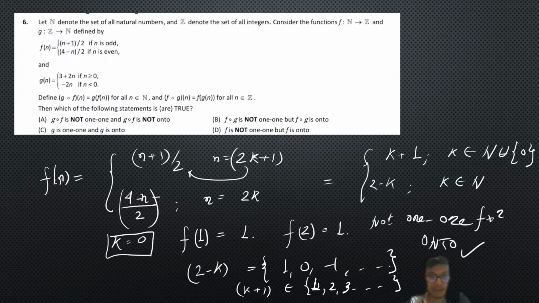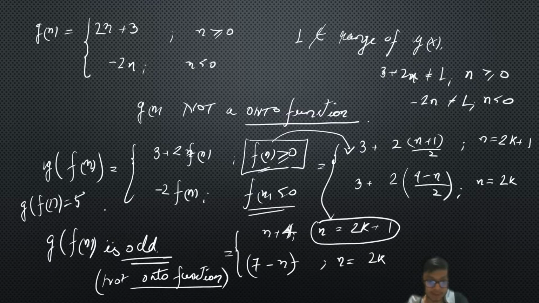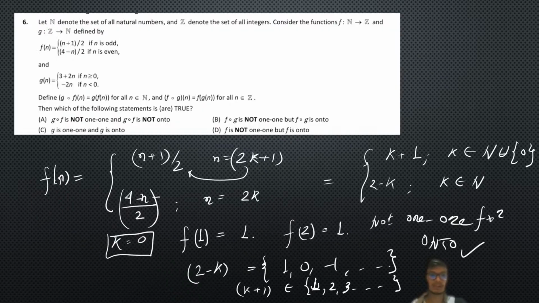By just an observation, g of f of 1 is going to come out as 5, and similarly g of f of 2, because f of 1 and f of 2 have the same value, should also come out as 5. So therefore it is also not 1-1. It's a very simple question, just by putting in the values you can check it. So option A is definitely going to be the correct option.